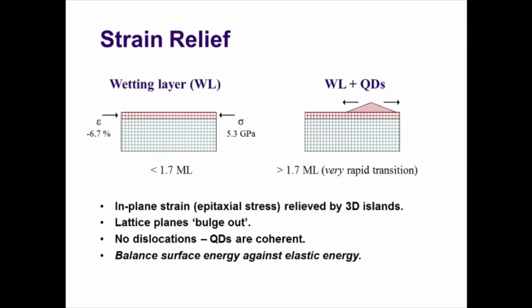Here another picture is shown to show how this buckling comes into picture. The strain is around 6.7%, stress is around 5.3 gigapascal, and the thickness is less than 1.1 monolayer, right? So when the thickness is less than the critical thickness, because of the vast stress present at the interface, you have this buckling, and this buckling you call quantum dots. So, the in-plane strain or the epitaxial stress is relieved by the formation of these islands or dots. The lattice planes bulge out at different places. This bulging you call the dots. Here there are no dislocations, quantum dots are coherent, so that advantage we have.